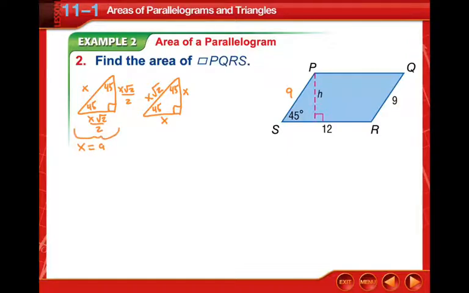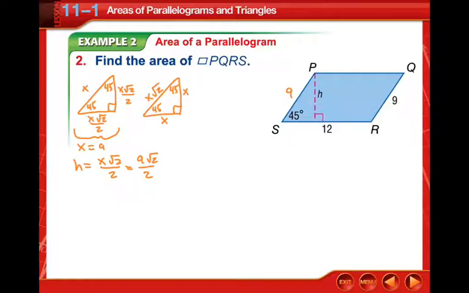So that means that our height is equal to x square root 2 over 2, or 9 square root 2 over 2. So we can simplify that and do 4.5 square root 2 over 2. It doesn't really matter. So we're going to leave it like that for now.